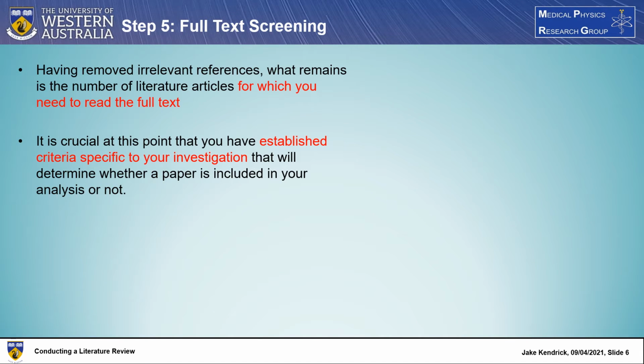So having removed the irrelevant references by screening the title and the abstract of the papers, what remains now is the number of articles for which you need to read the full text. Now, it's crucial at this point that you have established criteria specific to your literature review that will determine whether or not a paper is included in your analysis.